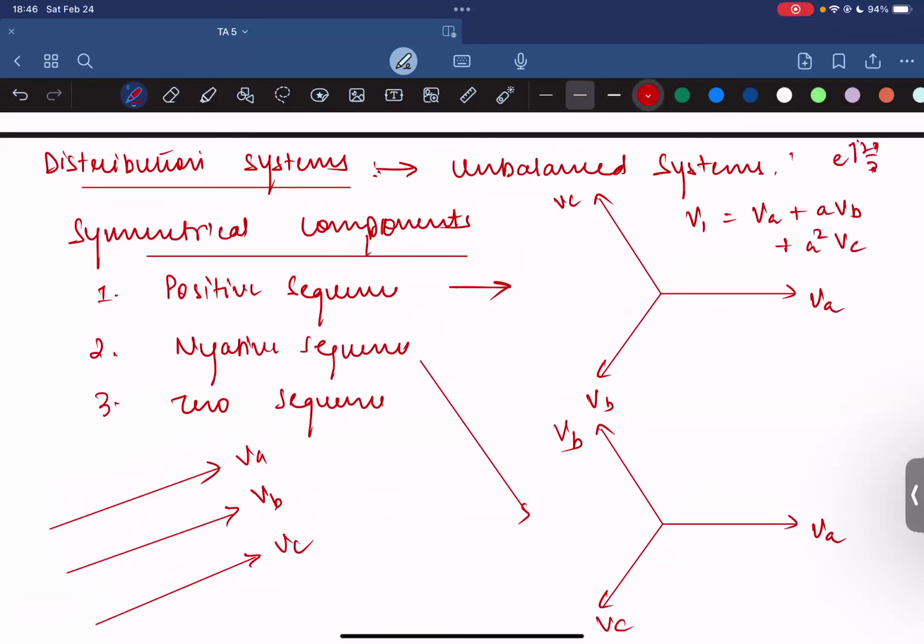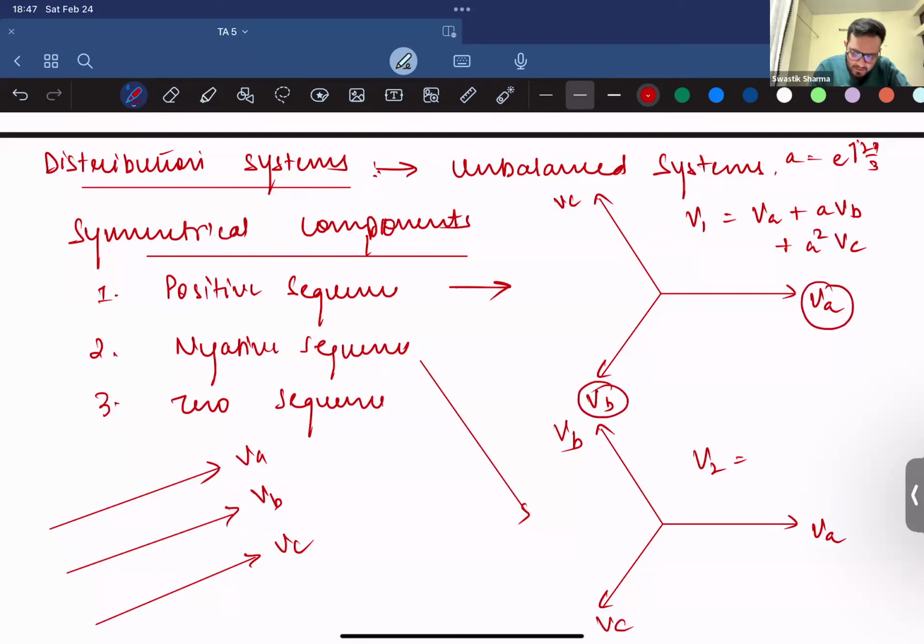Sir, may I ask one thing? Sorry for the interruption. In positive sequence, we take the order VA, VB, VC in clockwise rotation, but it's anti-clockwise. No, no. So A, just tell me, what is the phase angle between A and B? Basically, I think alpha. Alpha 120 degrees, right? Yeah, 120. B lags A by 120 degrees.